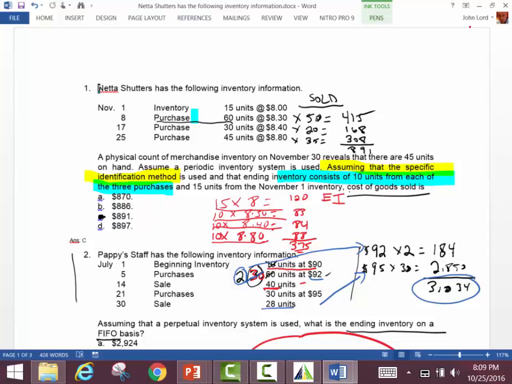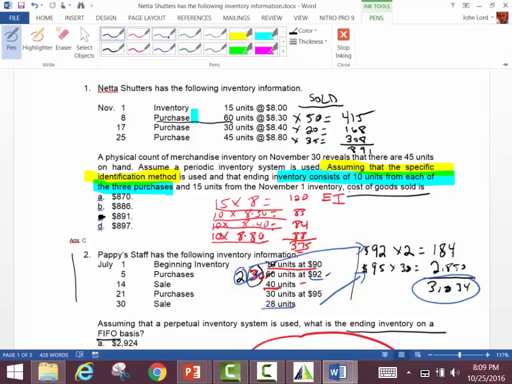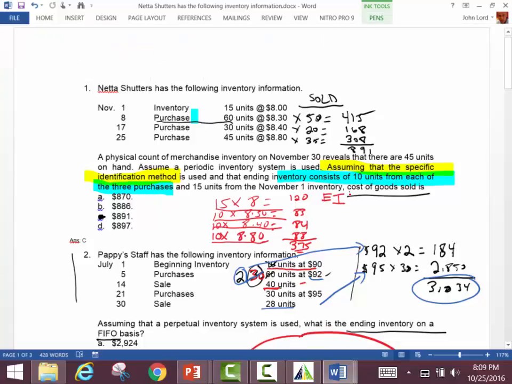I think I'll get red here. And maybe I'll do this heavy blue. Okay, so they're asking me what? Cost of goods sold? Okay, and they tell us that there are 45 units on hand. Okay, and we're using specific identification. And ending inventory consists of 10 units from each of the 3 purchases.